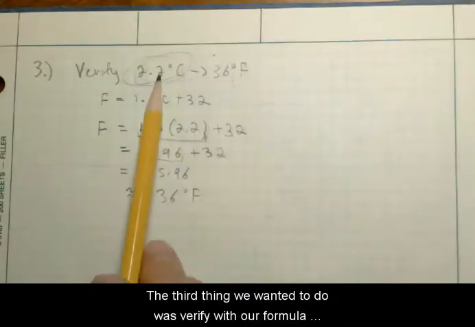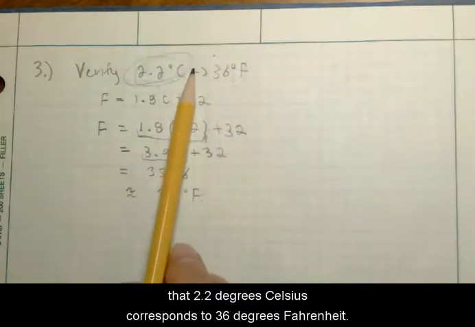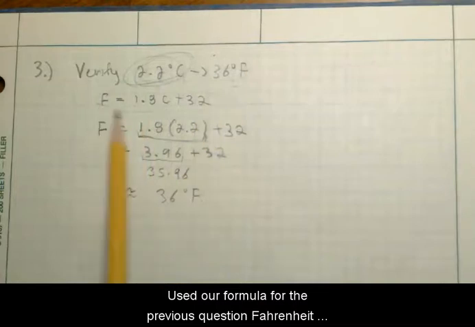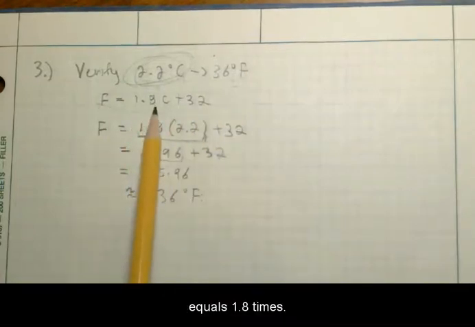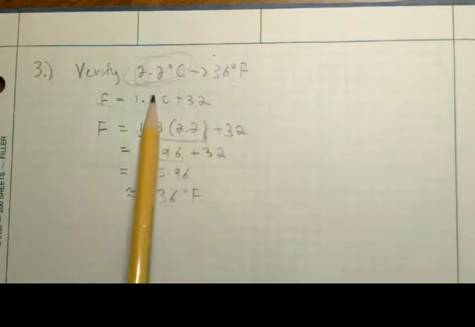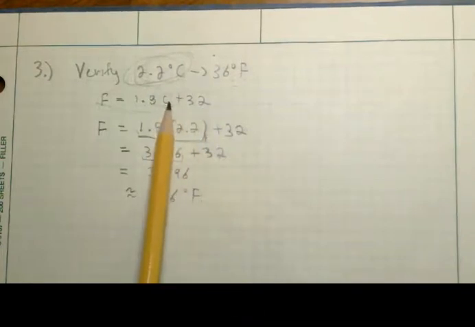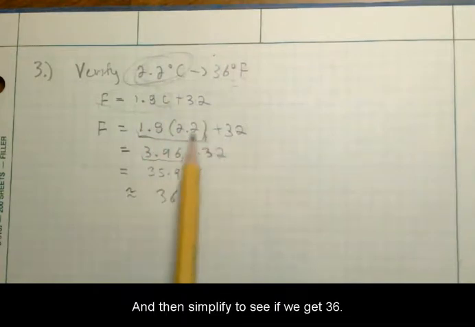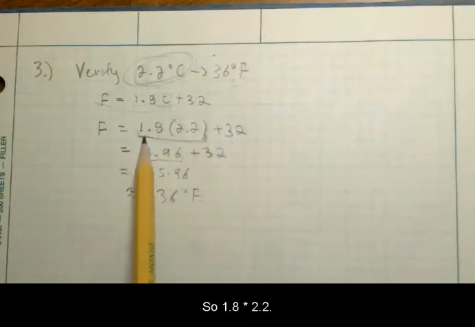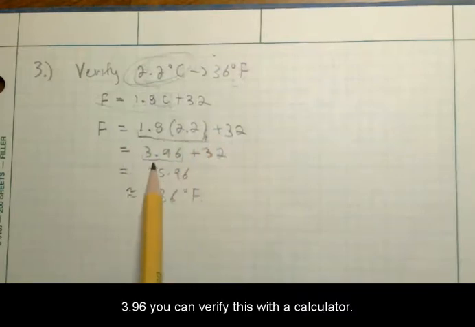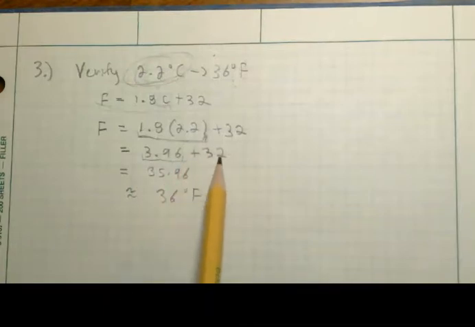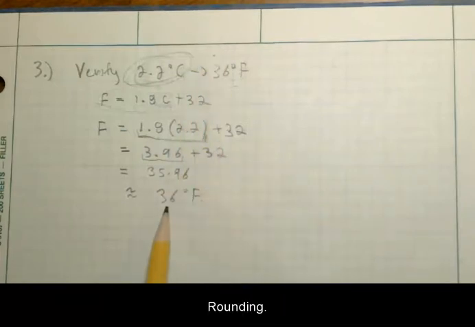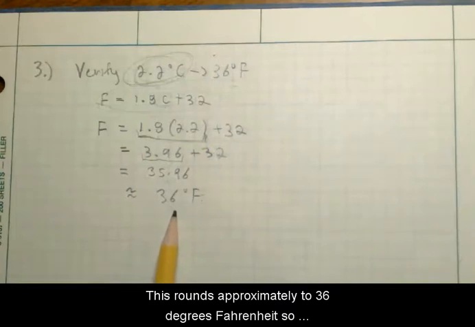The third thing we wanted to do was verify with our formula that 2.2 degrees Celsius corresponds to 36 degrees Fahrenheit. Use our formula from the previous question, Fahrenheit equals 1.8 times Celsius plus 32. Replace the C, Celsius, with 2.2, and then simplify to see if we get 36. So 1.8 times 2.2 is 3.96. You can verify this with a calculator. Add that to 32, you should get 35.96. Rounding, this is approximately 36 degrees Fahrenheit.